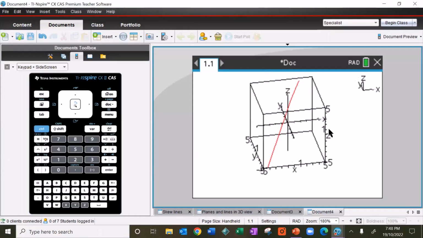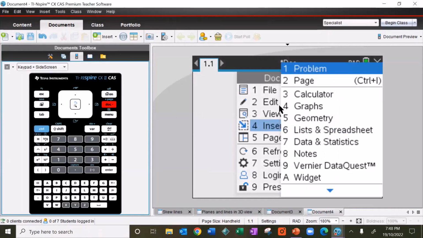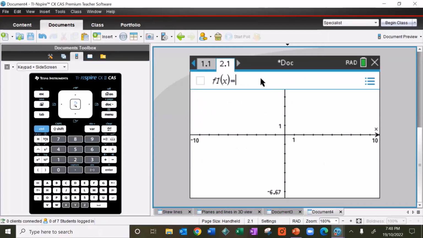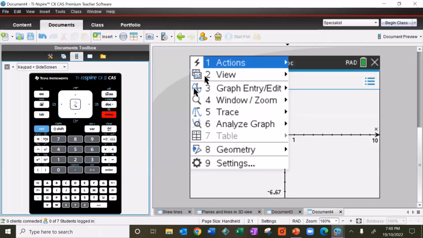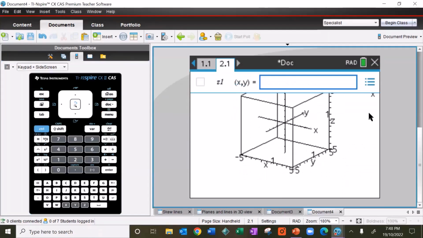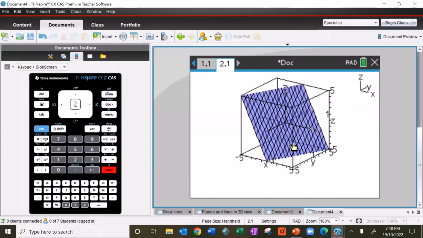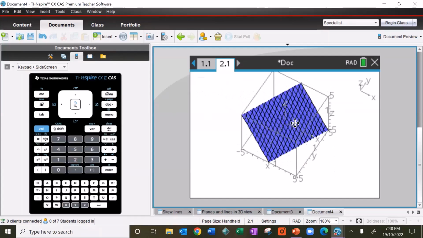If we wish to draw a plane in 3 dimensions, let's do a new problem. And again, graphs. Similarly, we go to menu and we need to get 3D graphing. So the Cartesian equation of a plane in 3 dimensions is ax plus by plus cz equals d. Here we need to make z the subject. So let's say I want to draw the plane y minus 2x. And I can see this is my plane y minus 2x.